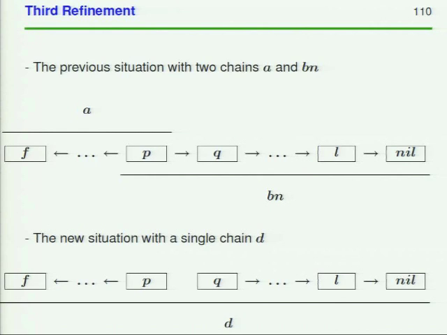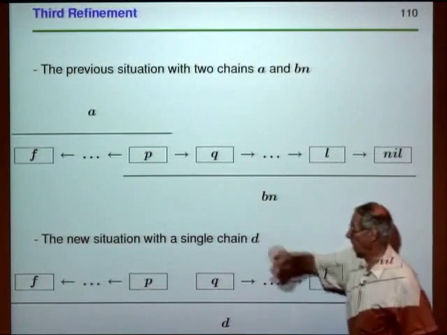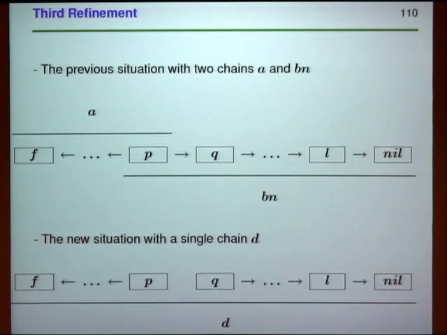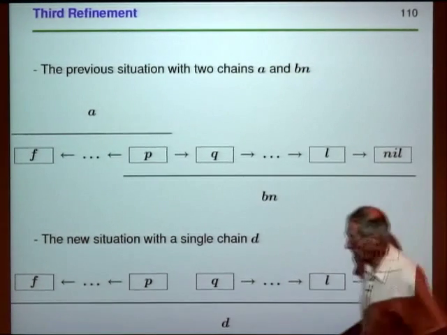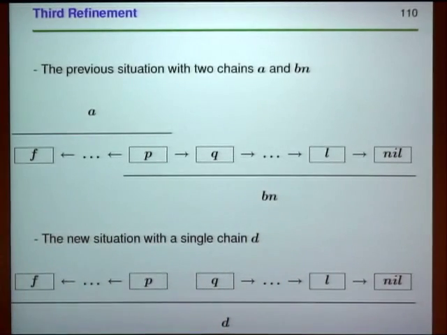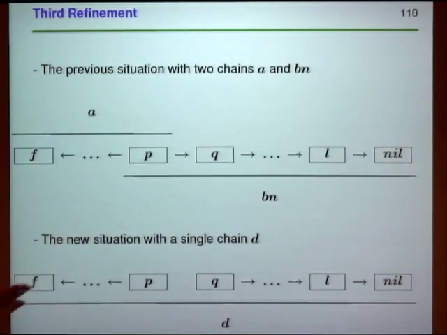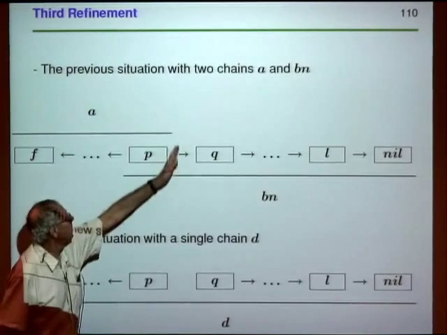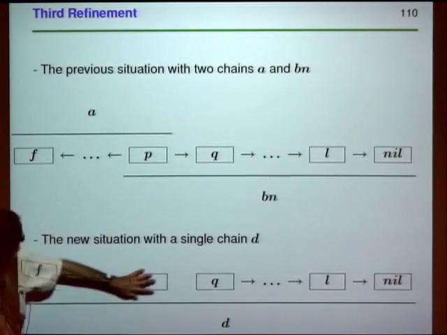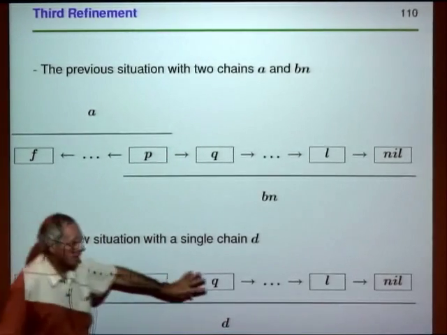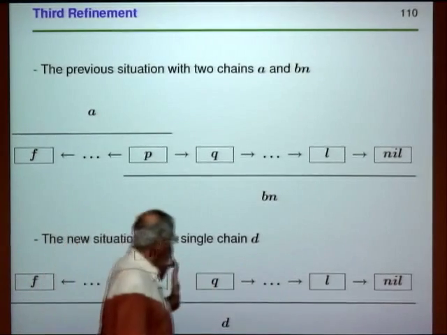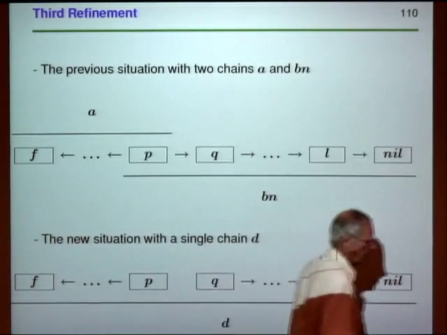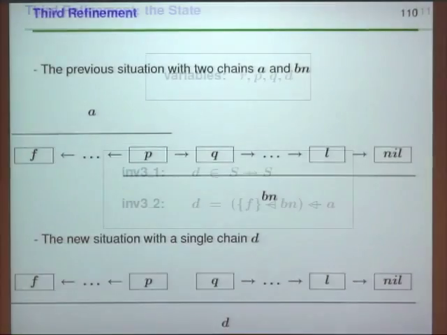And so this is what we do, with a second pointer here, and then the final situation will be with a single chain D, where we cut here between P and Q. So we have P going in this direction and Q going into this direction. And so we move Q to the right.